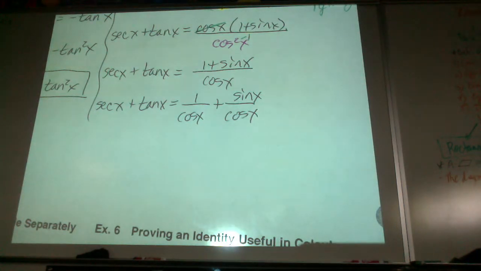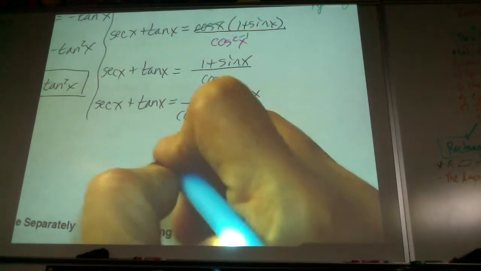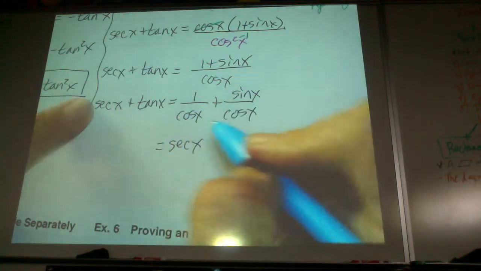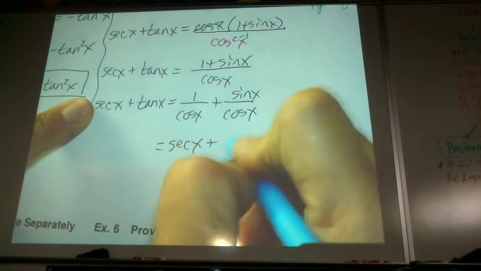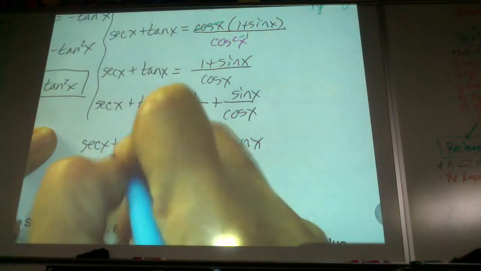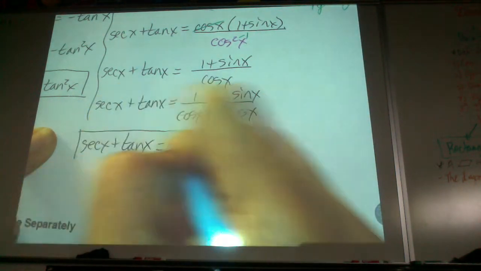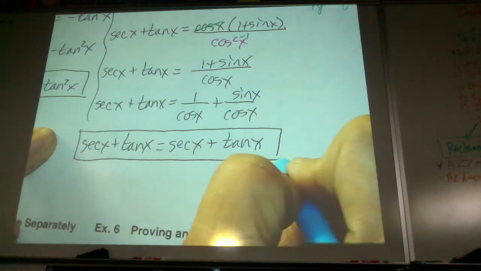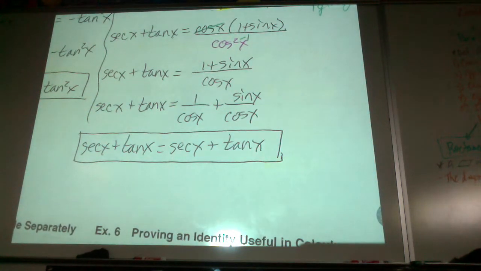What is 1 over the cosine of x equal to? Secant of x. Isn't that what I want? And what's sine over cosine? Tan of x. So I now have the left side equaling the right side. I have verified that identity. Again, not the only way that we could have gone about this.